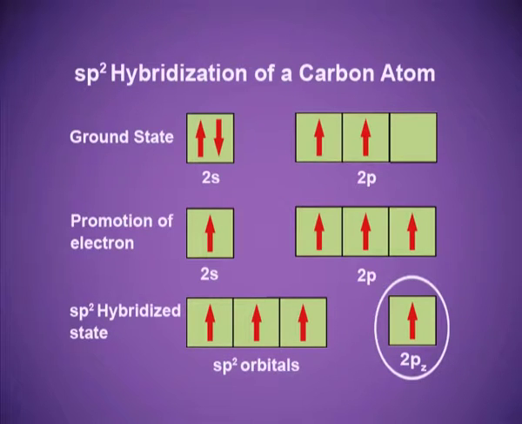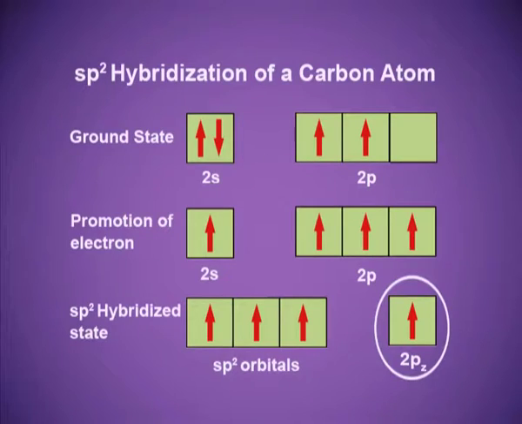Let's see. Promotion of electron. One electron from the 2s orbital jumps to the vacant 2p orbital. Now you can see that the 2s and 2p orbitals have 1 electron each. There are 4 unpaired electrons now present in the carbon, and this is how the compounds of carbon are tetravalent. But before carbon combines with the other atom, these 4 orbitals will undergo intermixing, that is hybridization.